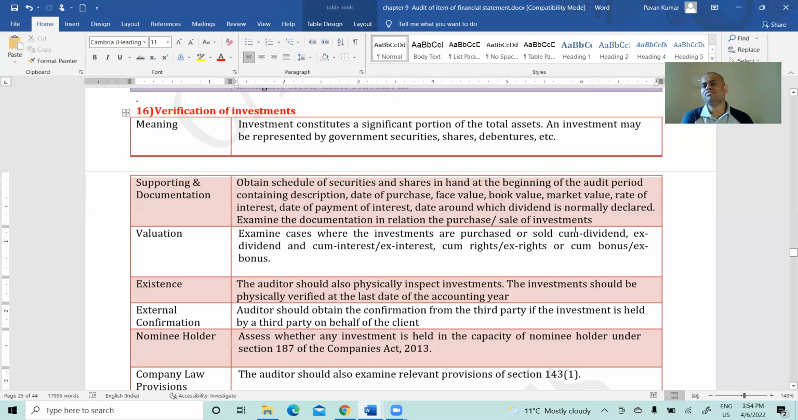What document can you verify? Say I purchased shares. Sandeep, you are conducting my audit. Today I said, hey, I purchased CCL shares. I purchased Infosys shares. I purchased Tata Motors. How will you verify? The demat account. Excellent.